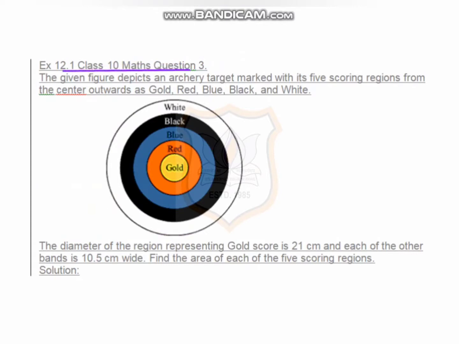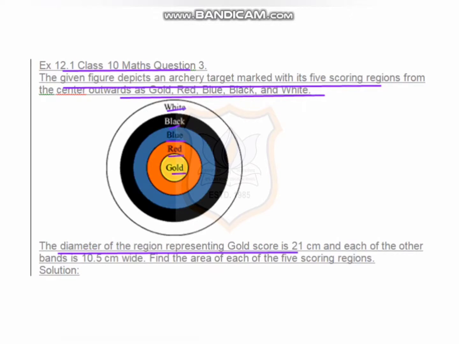Question number 3. The given figure describes an archery target marked with 5 scoring regions from the center outwards as gold, red, blue, black and white. Here are the 5 regions: this is gold, this is red, this is blue, black and white. The diameter of the gold region is 21 centimeters, and each band is 10.5 centimeters wide, and we have to find the area of all the 5 scoring regions.